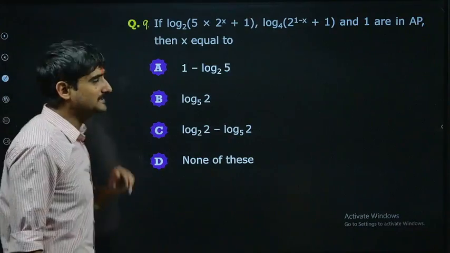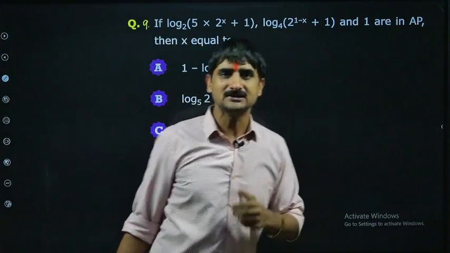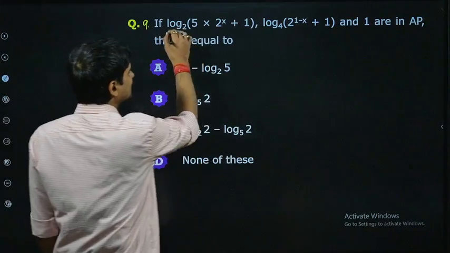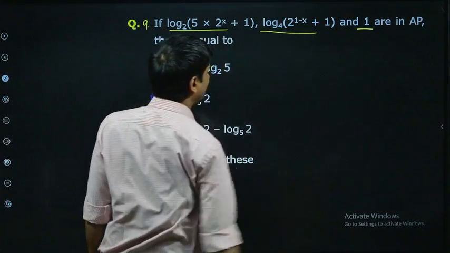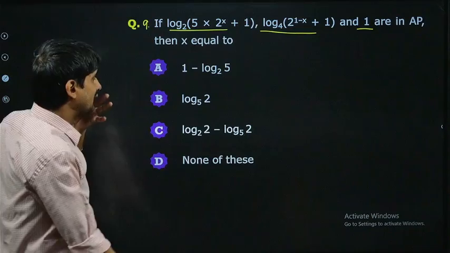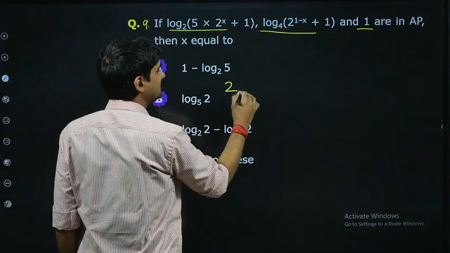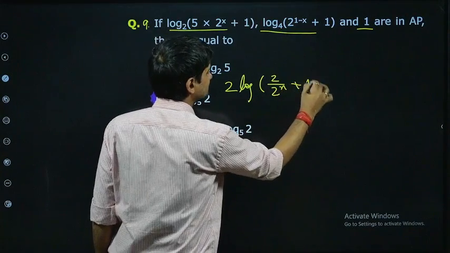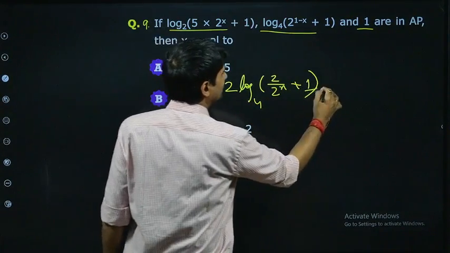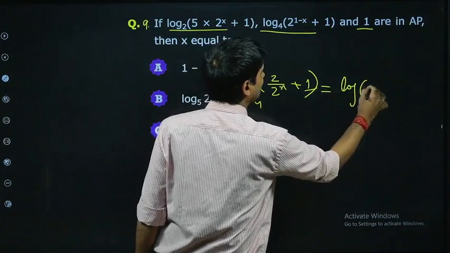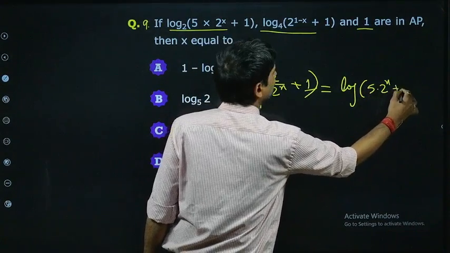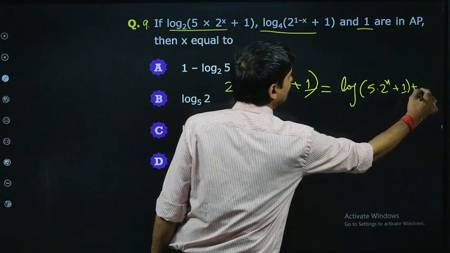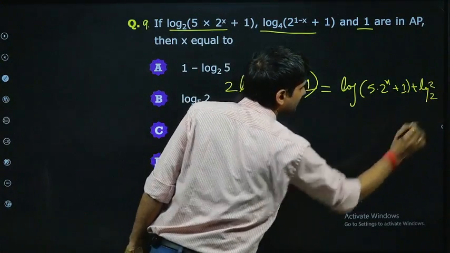Now moving to the next question, which is based on sequences, AP. I think you all would have got it. It's a simple question. Of course, it's an AP. So 2 times the middle term, 2 times 2 raised to the power x to the base 4, is equal to the sum of 5 into 2 raised to the power x plus 1, plus 1, and we can write 1 as log 2 to the base 2.